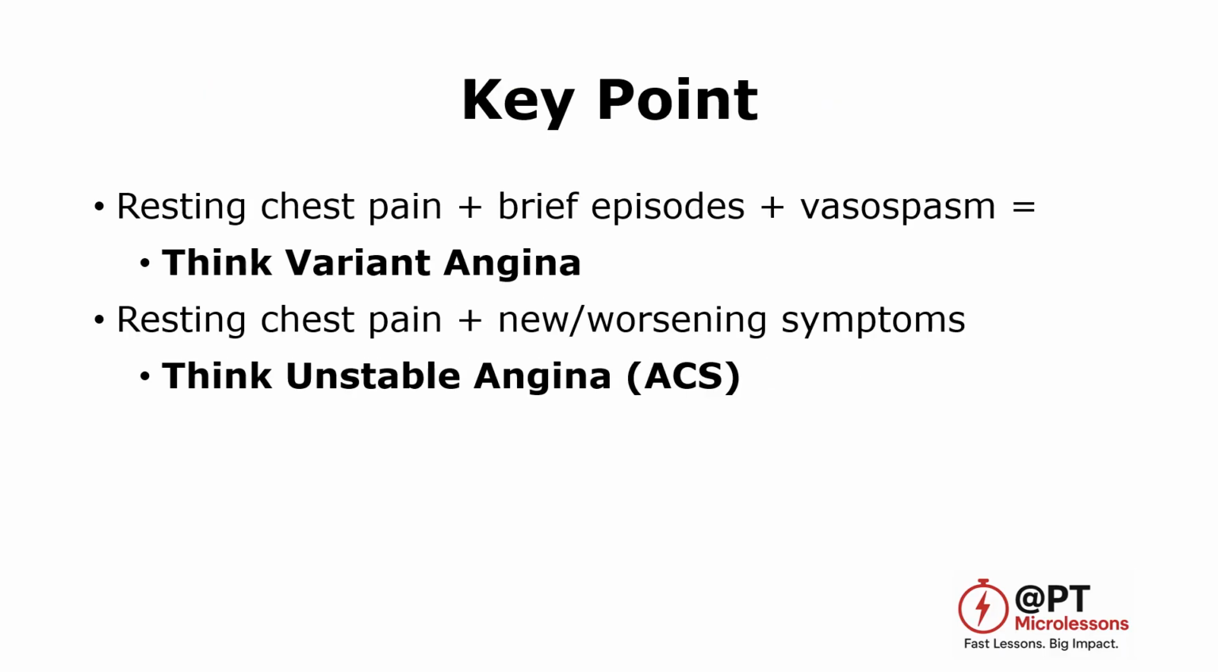Now, for a key point. Both variant angina and unstable angina can occur at rest, so that alone doesn't distinguish them. The key difference is the underlying cause and the clinical presentation. Variant angina results from a temporary coronary artery vasospasm, so episodes are typically brief and often associated with triggers such as smoking, cold exposure, or emotional stress. In contrast, unstable angina results from plaque rupture and partial thrombus formation. Symptoms are new, worsening, or unpredictable and may last longer. Most importantly, unstable angina is considered a form of acute coronary syndrome and requires immediate medical evaluation.